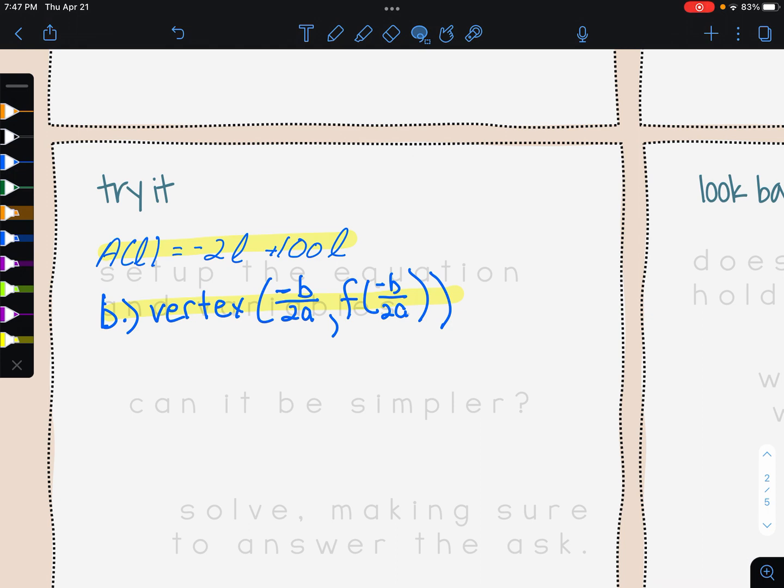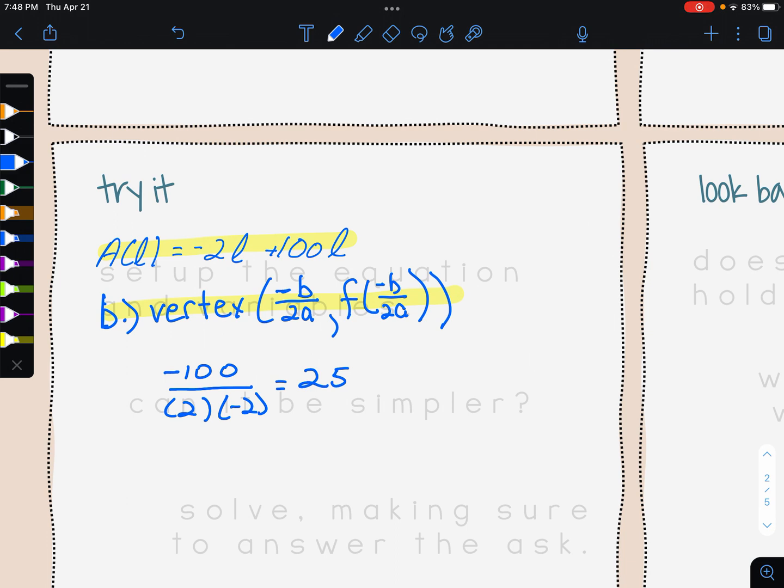So for the vertex, for the length, we're going to put in negative b, which is negative 100, over 2a, which is negative 2. So this is going to equal 25. Do you see how I got to 25? In the denominator, 2 times negative 2 gives us negative 4. If we factor out the negatives, they cancel out. Then we can factor the 4 out of 100, and we get 25. And that's how I got the 25.